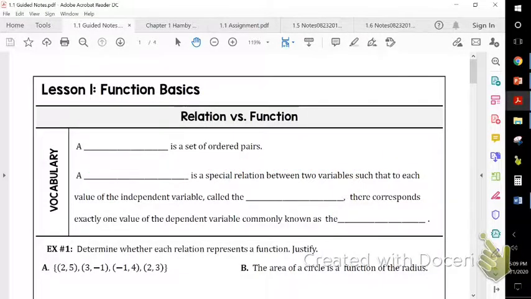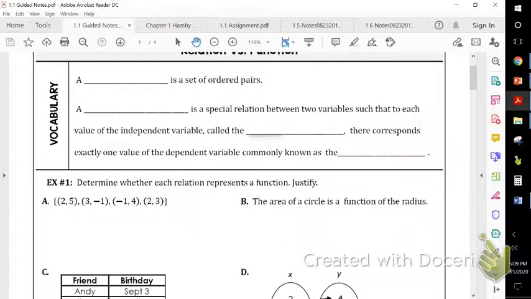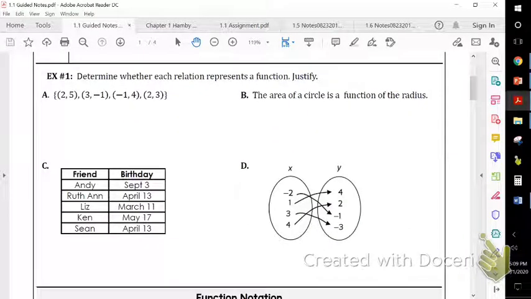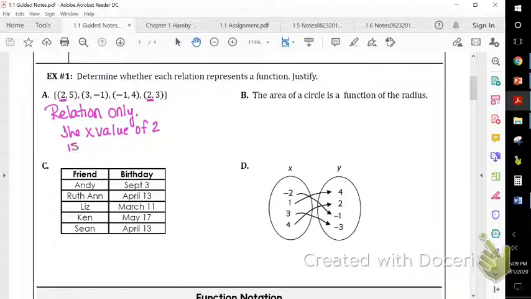So let's look through this first example here. It says determine whether each relation represents a function and justify. So look at A. A has this set of ordered pairs, but notice the first one and the last one both have the same x value that is 2. So this is not a function, this is a relation only. And that's because the 2 is repeated. The x value of 2 is repeated.